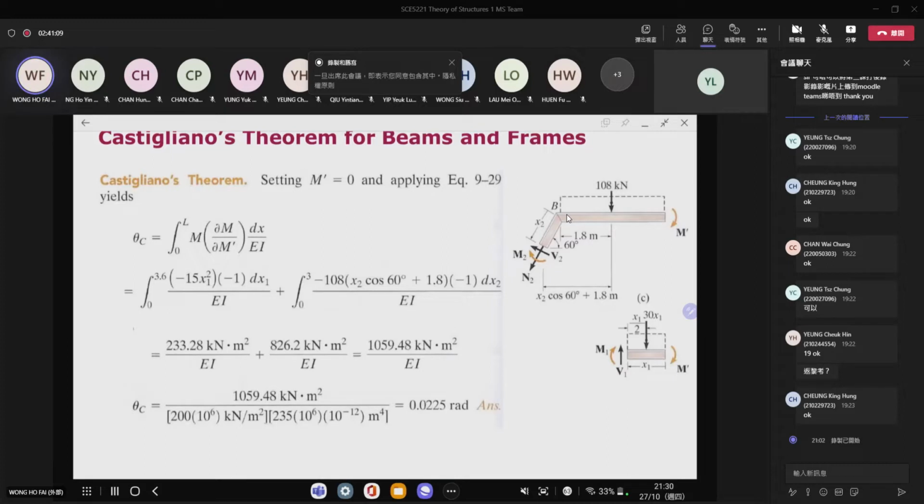And then again, you just integrate for the horizontal member and then the inclined member respectively. So you can get the rotation, which is equal to 0.0255, I mean 0.0225, okay? Now you can take a look first. If you have a question, then of course you can ask anytime.